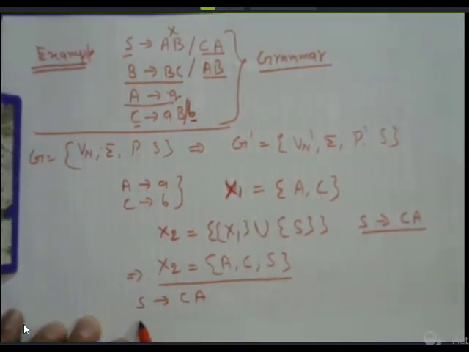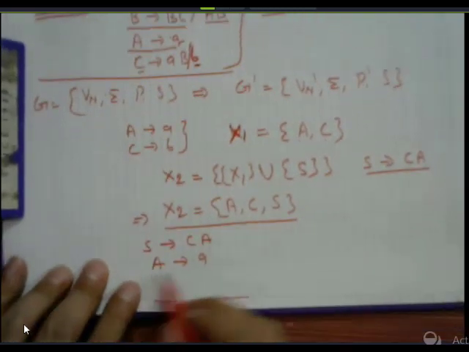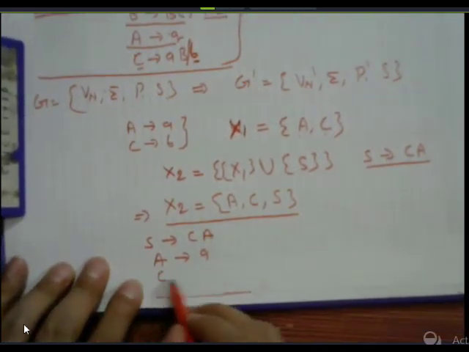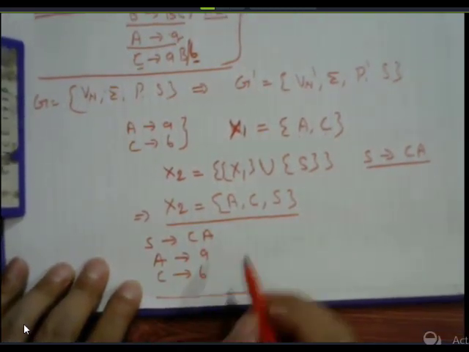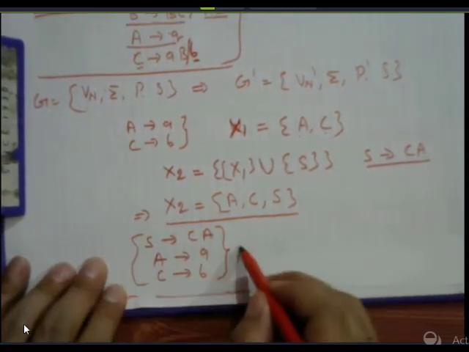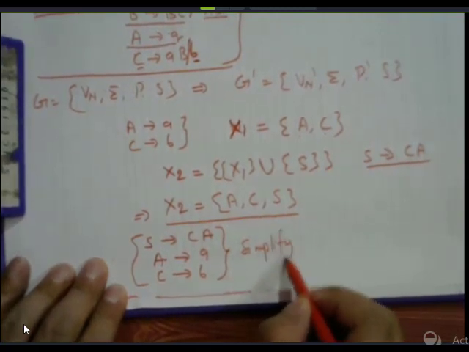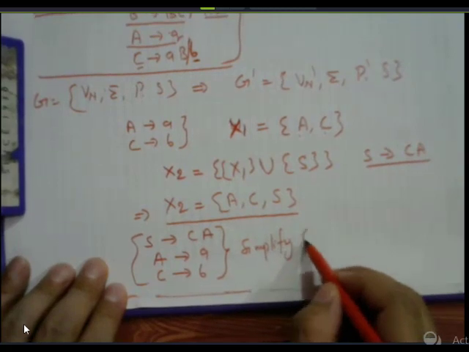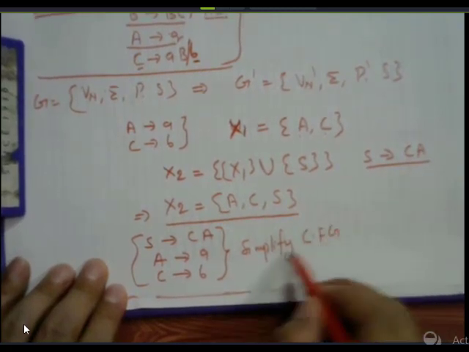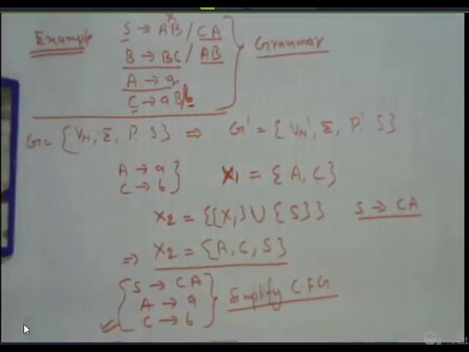Then again A tends to a, and C tends to b. Only this is the simplified grammar. That is a simplified CFG. This is the correct grammar, but this is not the correct grammar. This is a useless grammar.